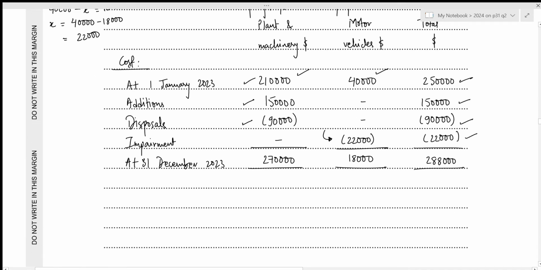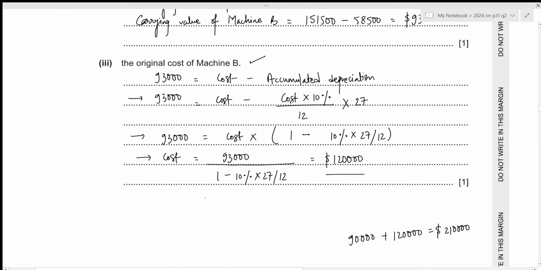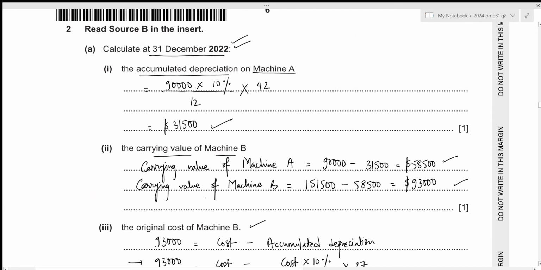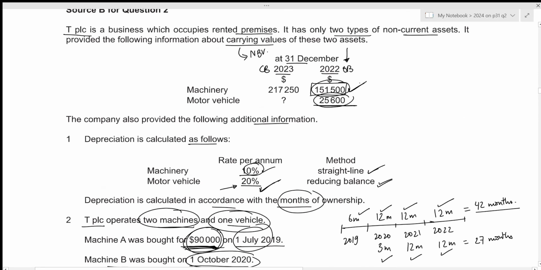The second section will deal with our depreciation. Okay. We can start with the opening accumulated depreciation. So this will be at 1st January 2023. Okay. At the opening date, we have been given the net book values instead. And we already have the cost as well. The cost for machinery was 90,000 and 120,000, which was 210. And the cost for motor vehicle was given to be 40,000.